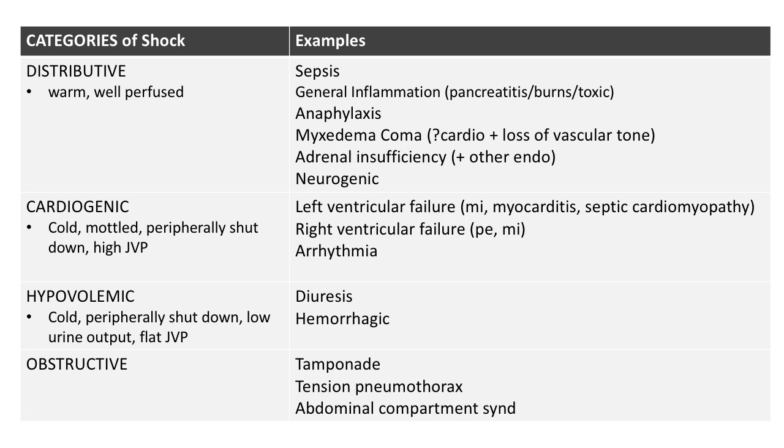Hypovolemic shock oftentimes can be due to things like severe GI-related illness, overdiuresis, or hemorrhagic shock. These patients will generally present as cold, peripherally shut down, with a low urine output and a flat JVP. Obstructive shock, in general, pertains to things like tamponade, tension pneumothorax, and abdominal compartment syndrome.